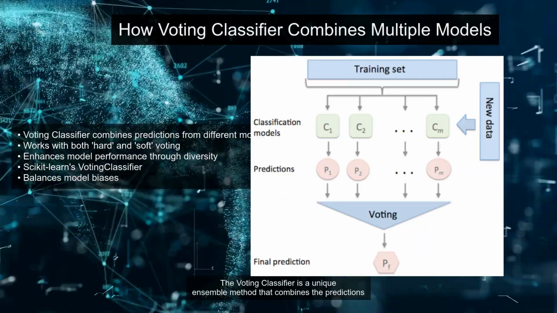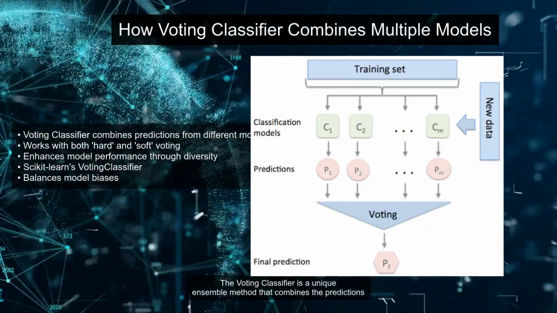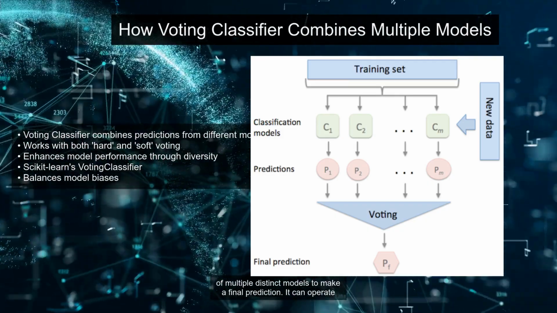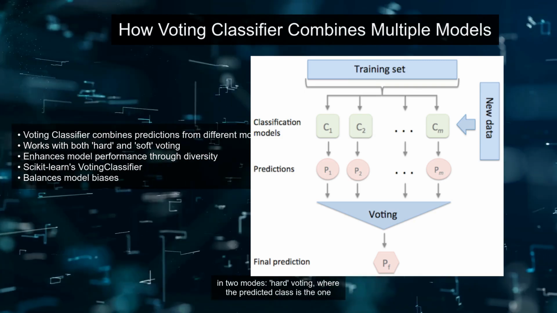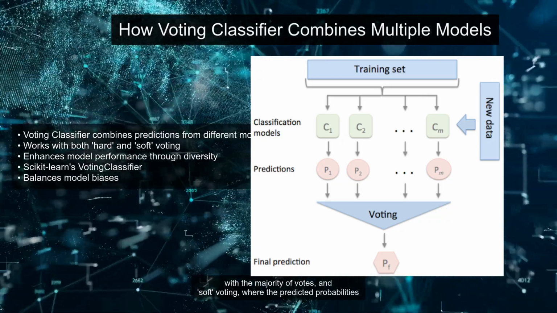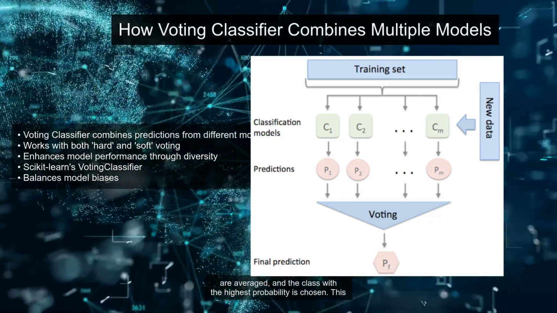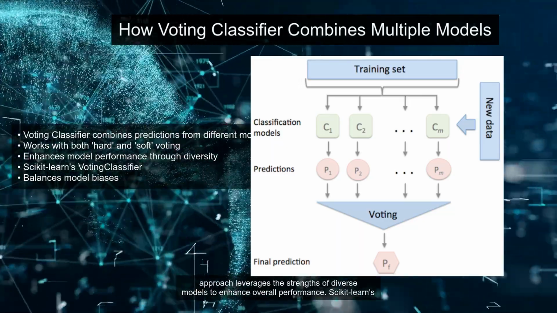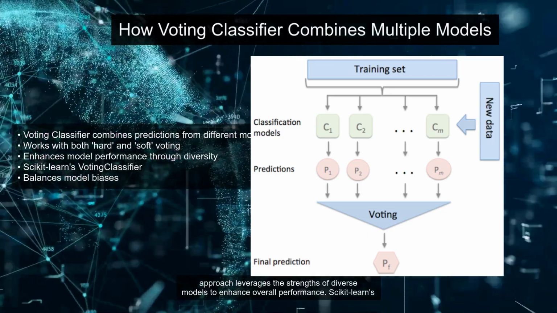The voting classifier is a unique ensemble method that combines the predictions of multiple distinct models to make a final prediction. It can operate in two modes: hard voting, where the predicted class is the one with the majority of votes, and soft voting, where the predicted probabilities are averaged, and the class with the highest probability is chosen. This approach leverages the strengths of diverse models to enhance overall performance.